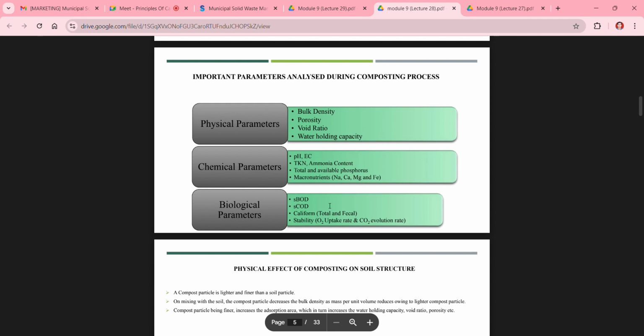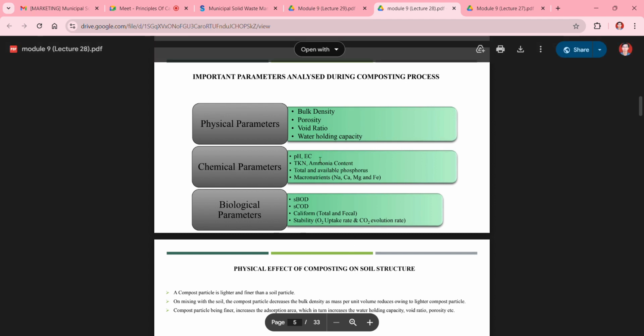Then coming to the chemical parameters, we have to check the pH of the compost material, because what will happen if the pH is not between 5 to 8? What will happen if we go with a very high acidic pH value in the composting process, or a very high basic value in the compost? That will affect the soil content. Very high acidity or very high basicity is going to affect the soil content. So we need an optimum pH value of around 5 to 7.5 or 8. That has to be neutral.